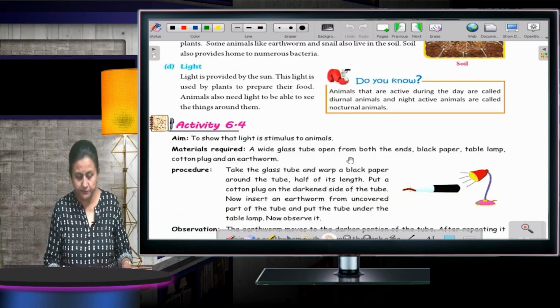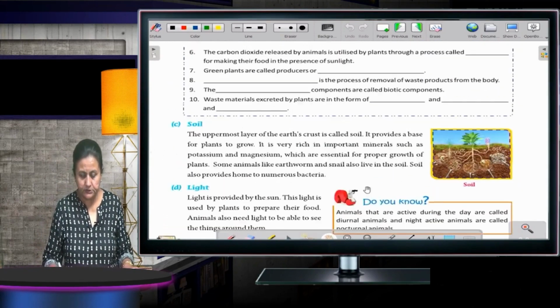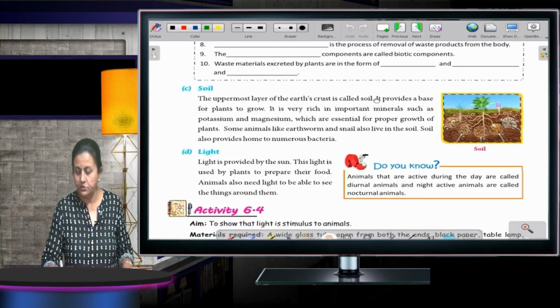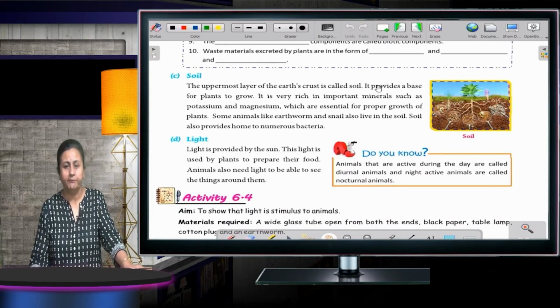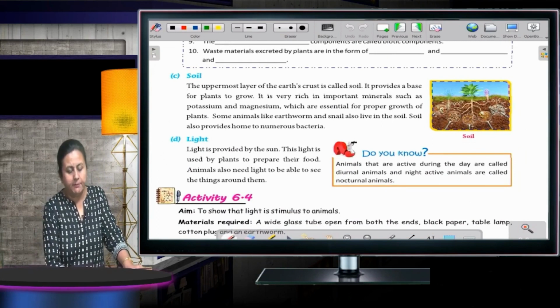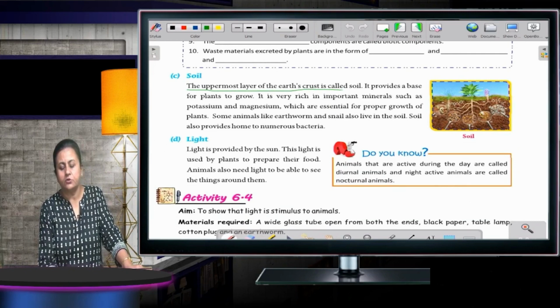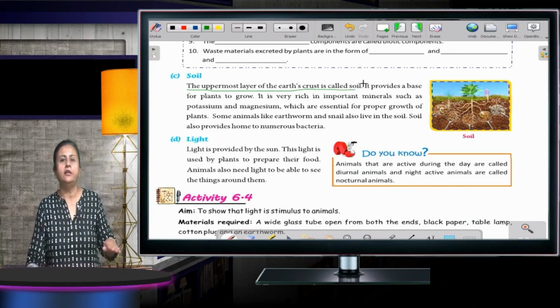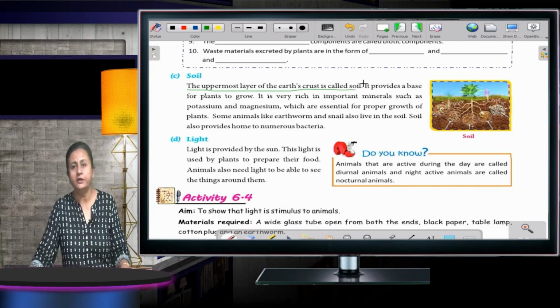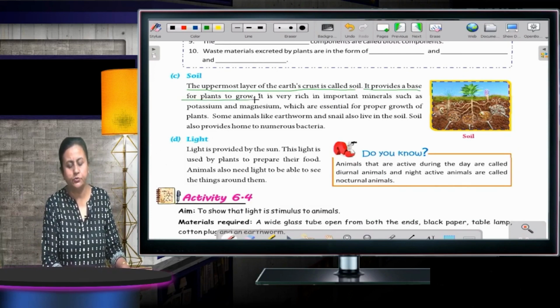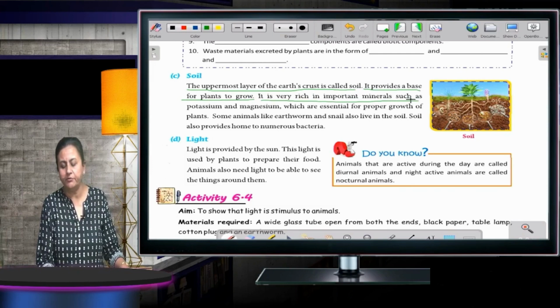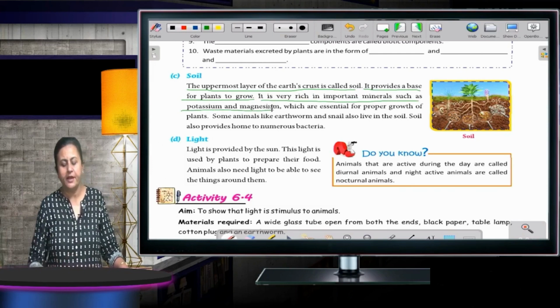Now the next one. Soil. This is also another abiotic component. The uppermost layer of the Earth's crust is called soil. The topmost layer of the Earth, we call it soil. It provides a base for plants to grow. It is very rich in important minerals such as potassium and magnesium.